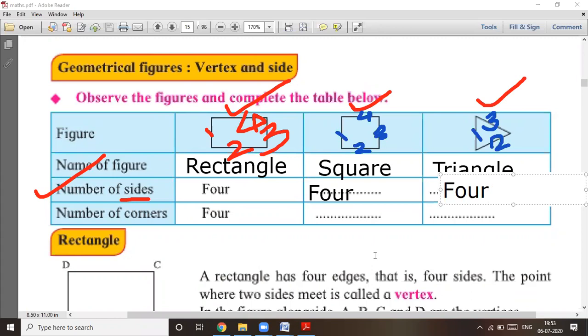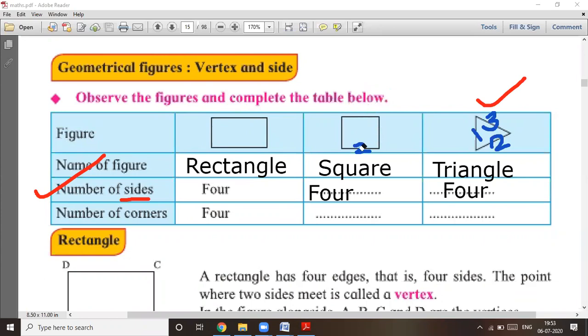Getting? Then what is asked? Number of corners. See, how many corners are there? Let's see. किती corner आहेत बघा याच्यामध्ये? If you see, there are four corners. Number of corners, there are four corners.